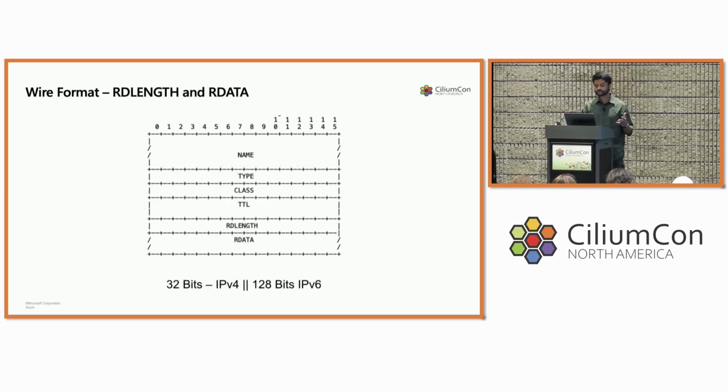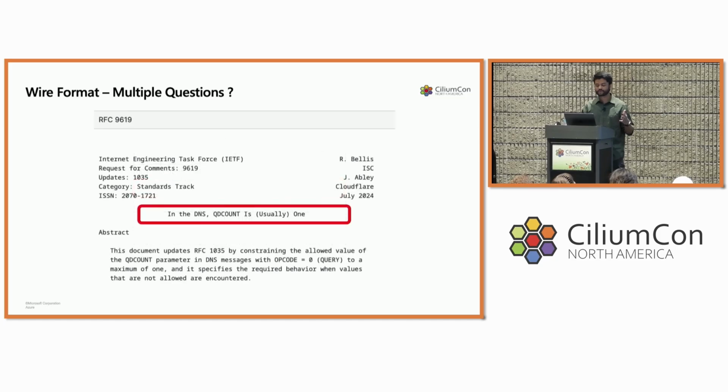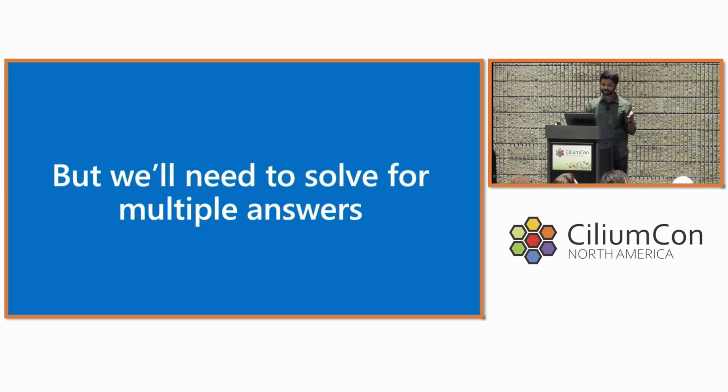So all we need to do is know whether there is compression. At least this is my read of the RFC. I'm sure there are some DNS experts who can tell me I'm wrong, and I'll happily change that. But in my implementation for this prototype, I did not have to keep track of all the labels that we saw and then do the pointer chasing. OK, that's fine. But we still need to solve for multiple answers. So we don't have to solve for multiple questions, but we still need to solve for multiple answers.